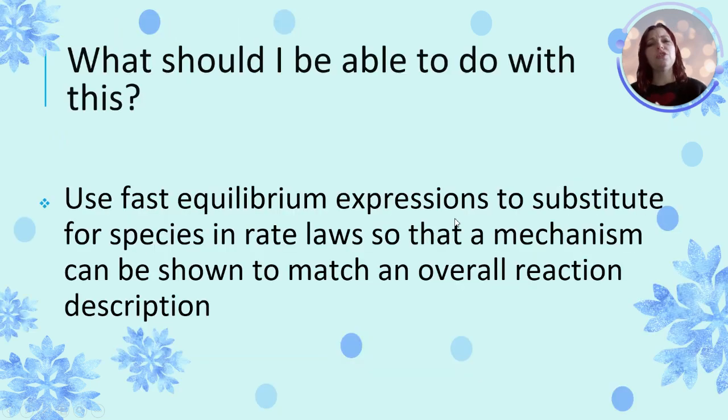So what should you be able to do with this? Use fast equilibrium expressions to substitute for species in rate laws so that a mechanism can be shown to match an overall reaction description.